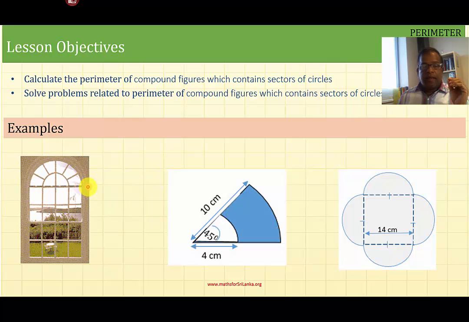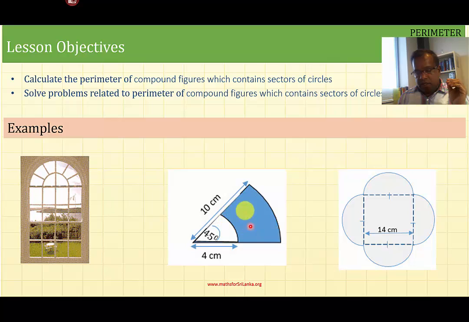This is a Norman window. As you see here, in the Norman window, half a circle, or semicircle, is attached to a rectangle base. So this is a compound figure containing a sector of a circle.